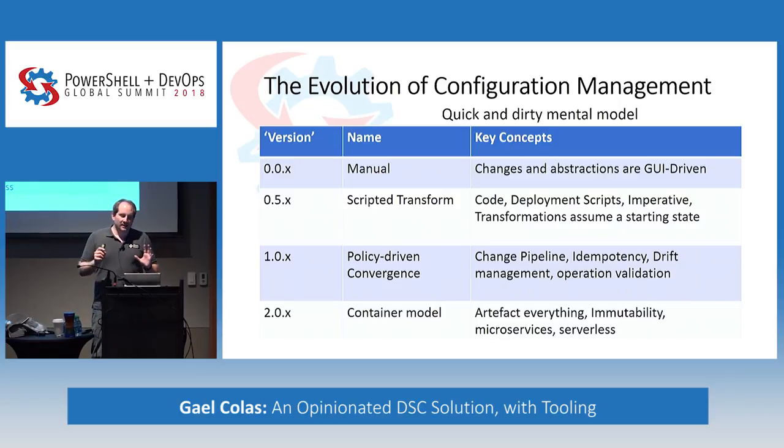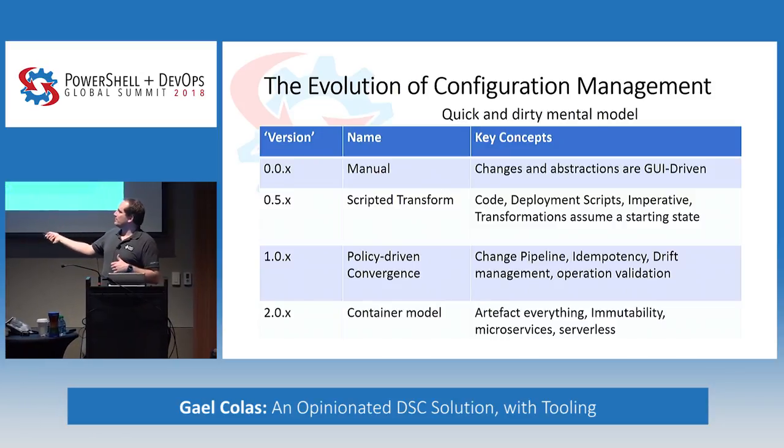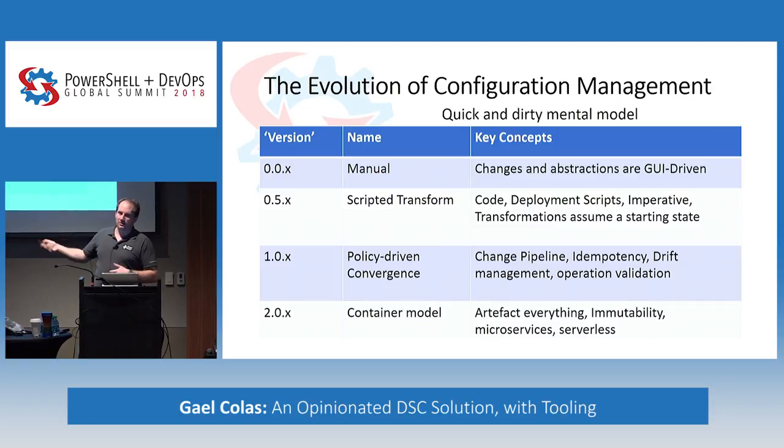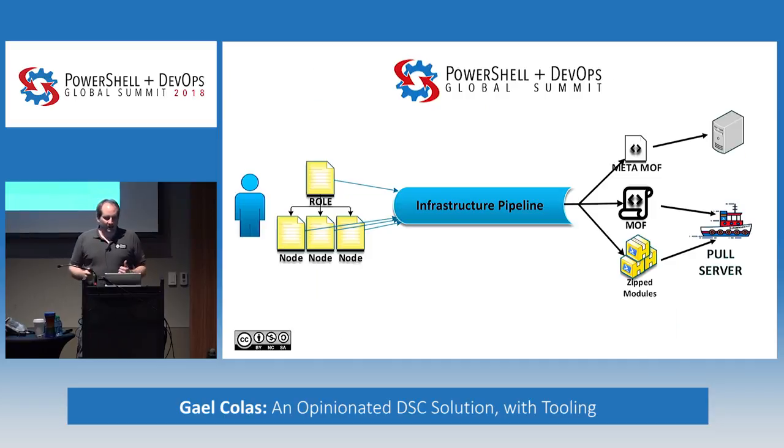The thing to know is it's very hard to jump from one to another because there's a lot of concepts that apply throughout. So you need to understand what's going on in there. And if you're manual, going directly to policy-driven convergence is going to be very hard. You need to understand the basics of scripting. You need to have a module pipeline. So this is where you need to go through. If it's a greenfield project, and you're a developer, probably you're going to be able to go directly into the container model because there's a lot of documentation. It's very easy to go. Most likely, every company is going to have a collection of those, depending on what they're doing and the area of the business.